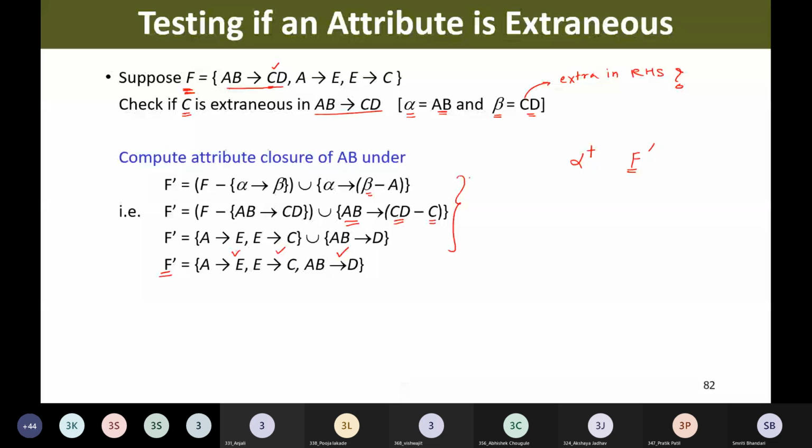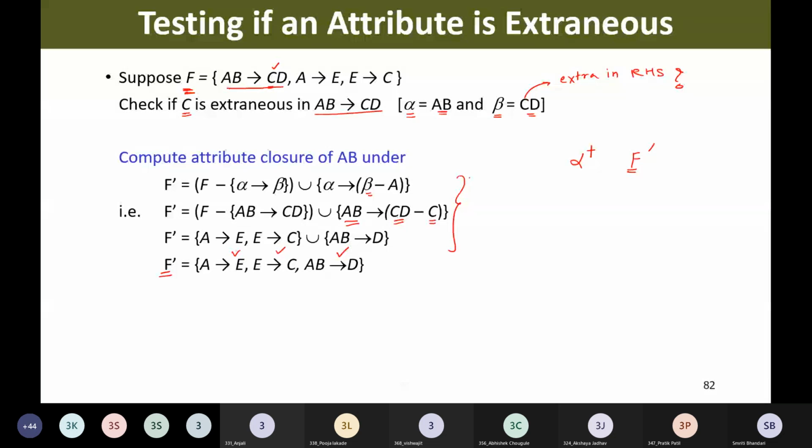Yes? Have you understood how we found out F dash? Yes, ma'am. Is there any doubt? If you have any doubts, please let me know.